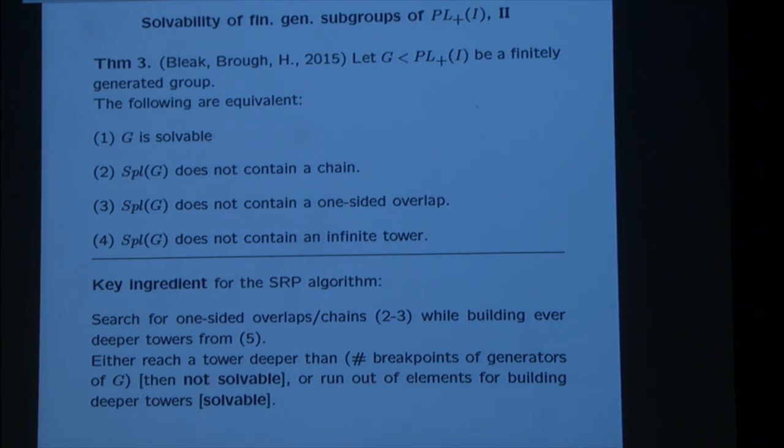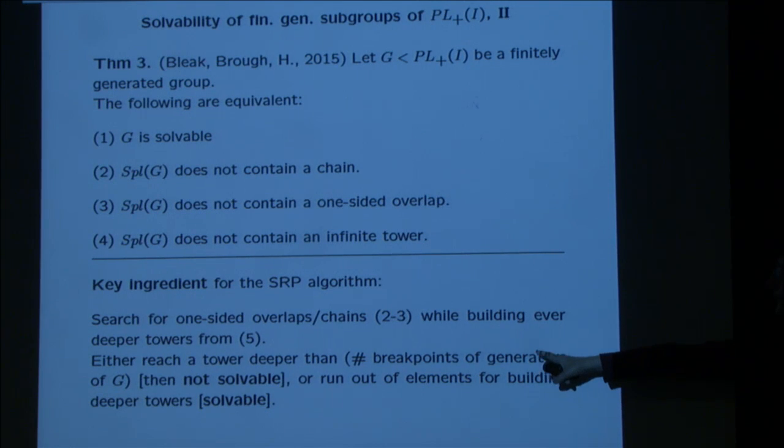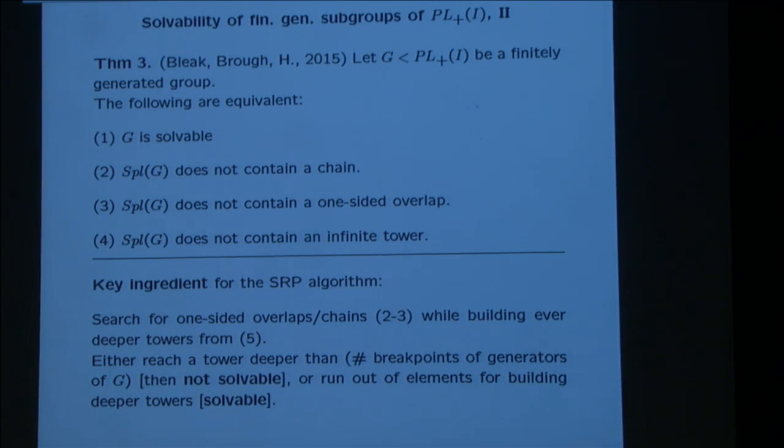And anytime it's stuck, it's because it's in situation 5, so it builds yet another layer to the tower. And if it ever gets to the point where it has built a tower that's greater than the number of breakpoints in the original generating set, so greater than 9 for Thompson's group, for example, it knows for sure and for certain that the thing's not solvable.